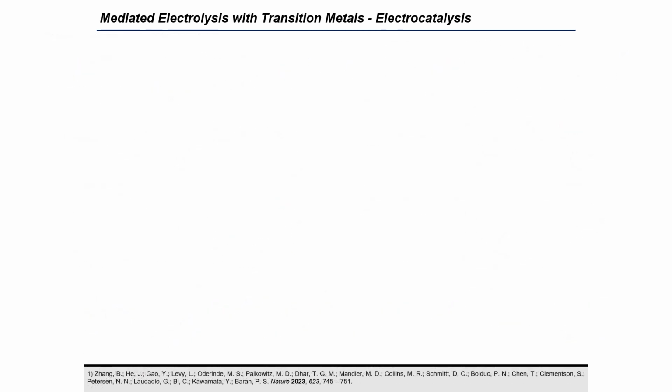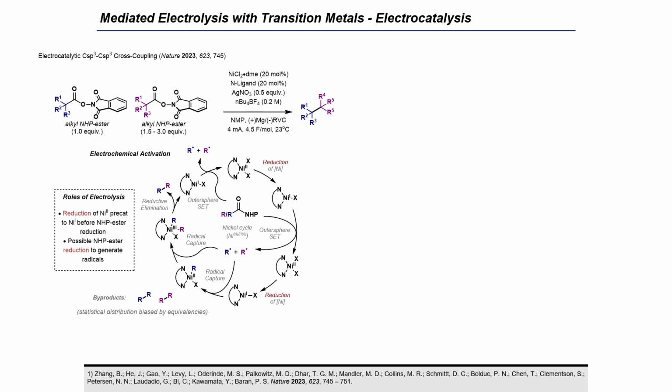The same reaction system was also applied to sp3-sp3 cross-electrophile coupling between two redox active esters. Here, the roles of electrolysis are similar to the previously discussed sp2-sp3 cross-coupling reaction, but with the added role of a possible radical generation from direct reduction of the redox active ester in the absence of an sp2 electrophile that can quench the reduced nickel species.